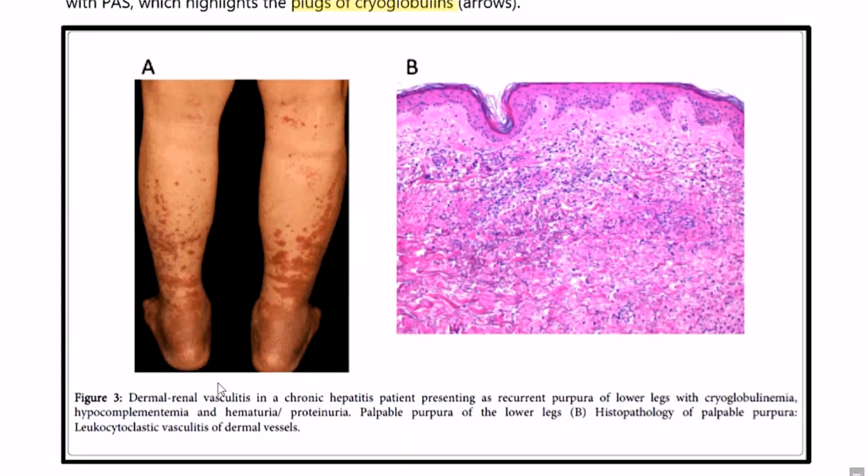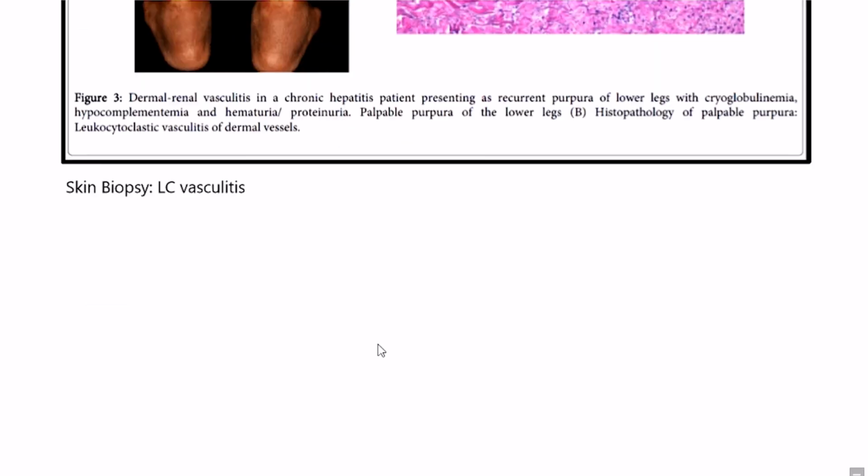Here is another figure that is given. The dermal renal vasculitis in a chronic hepatitis patient presenting as a recurrent purpura of the lower legs with cryoglobulinemia, hypocomplementaemia and hematuria, proteinuria, palpable purpura of the lower legs. And the B photograph showed the histopathology of palpable purpura, that is leucoclastic vasculitis of the dermal vessels. So these are the leucoclastic vasculitis.